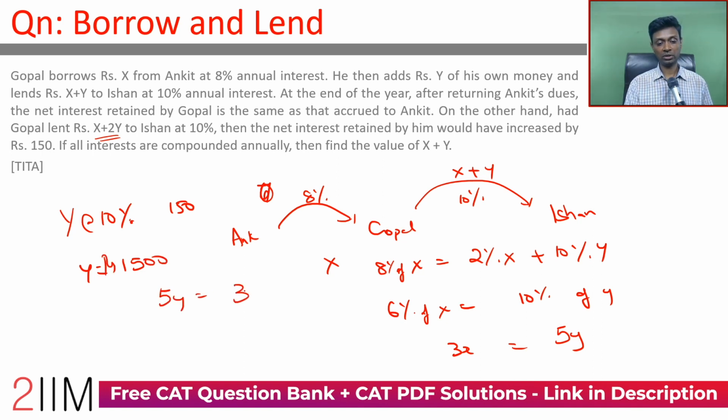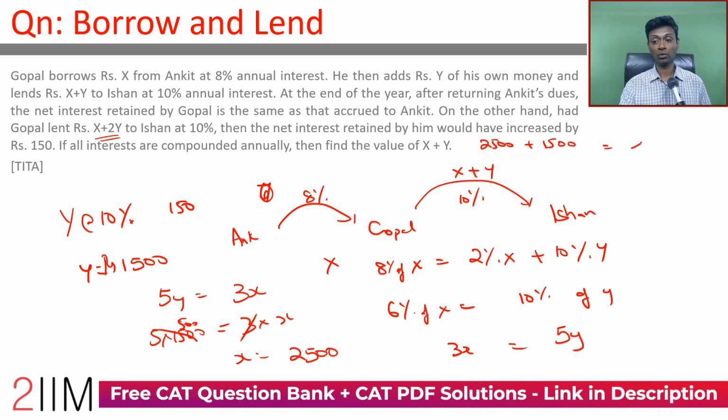5Y equals 3X. 5 into 1500 is 3 into X. X is 5 into 500, 2500. Find the value of X plus Y, that is 2500 rupees plus 1500 rupees, which is 4000.